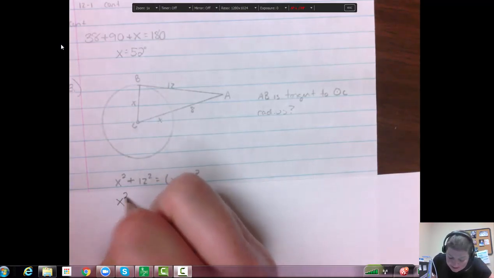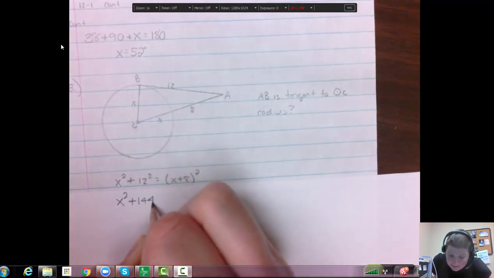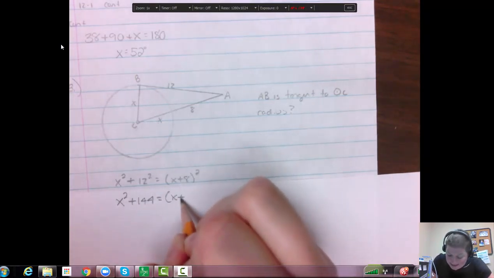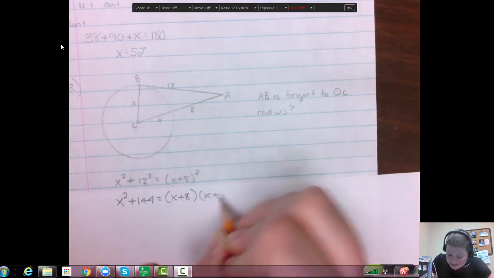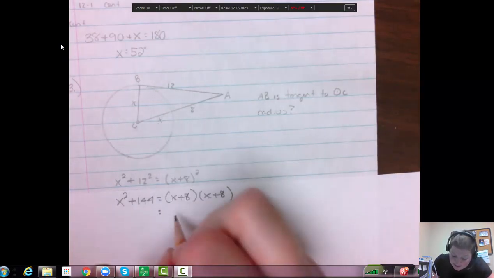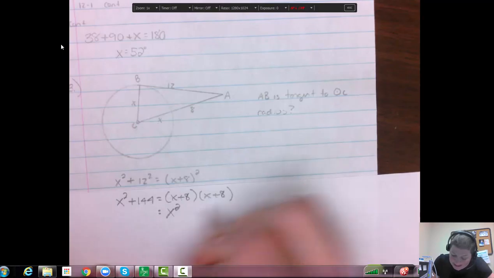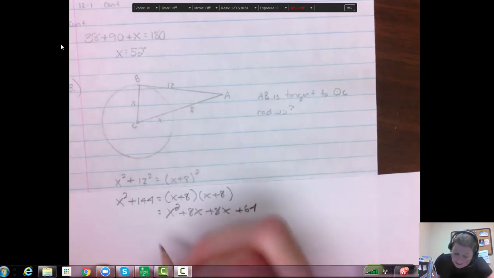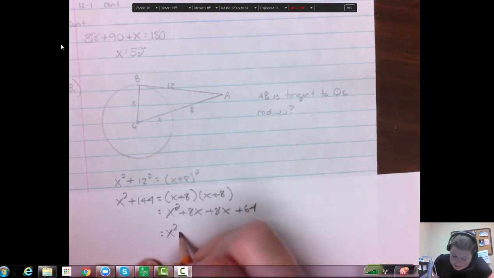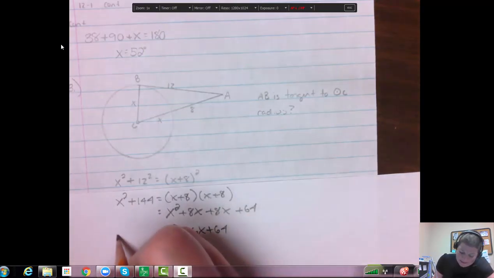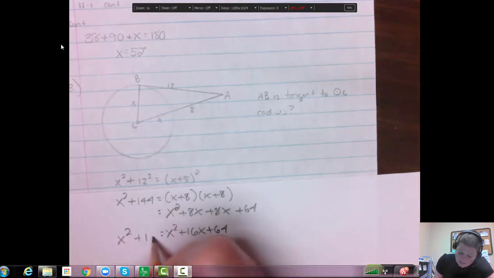This side is going to be x squared plus 144. This side over here is like x plus 8 times x plus 8. That's what squared means. So what's that going to look like? x times x is x squared. x times 8 is 8x. 8 times x is 8x. 8 times 8 is 64. So what do we end up with? x squared plus 16x plus 64. And then we still have x squared plus 144.